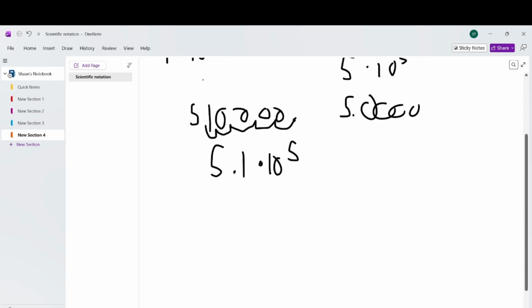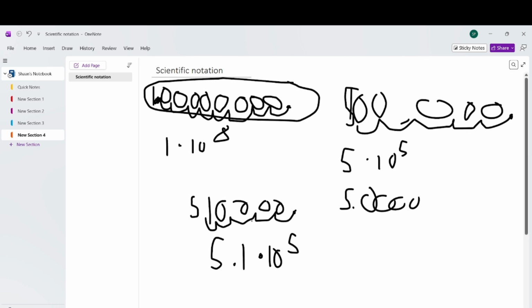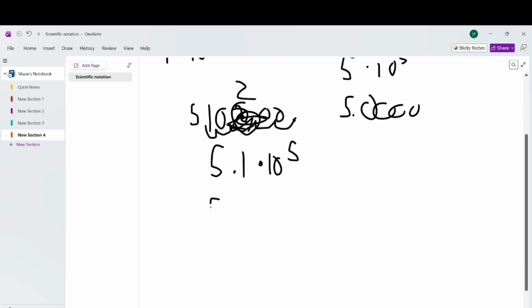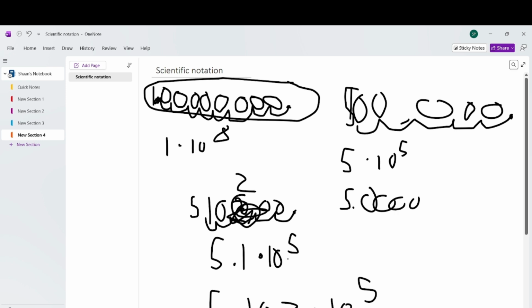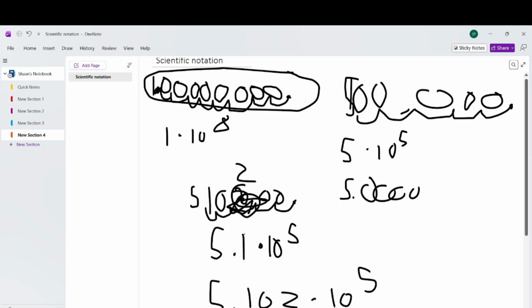So let's say instead this 0 is replaced with a 2, sorry for that. Then it would be 5.102 times 10 to the power of 5. Because whenever there's a number that's not 0, we're going to have to extend the decimal all the way to that number. So that's how you write really huge numbers in scientific notation.